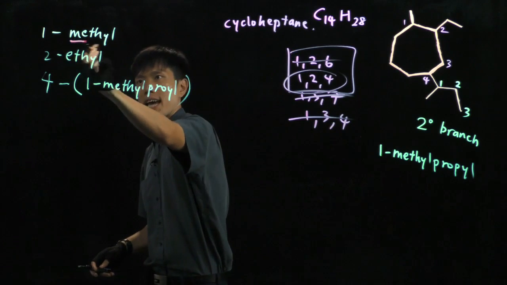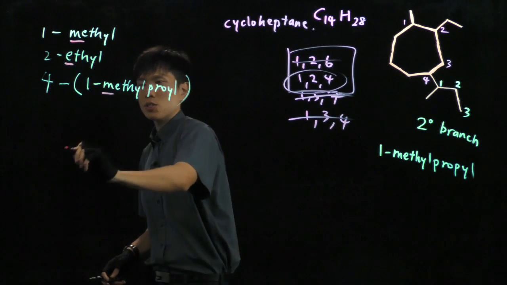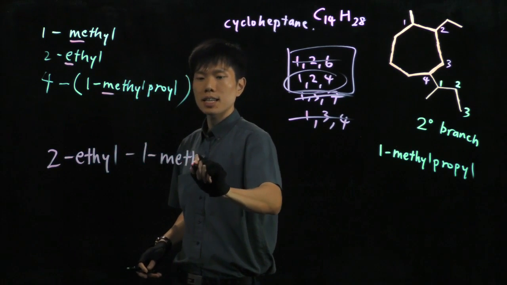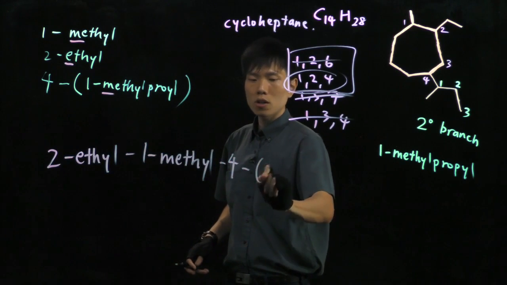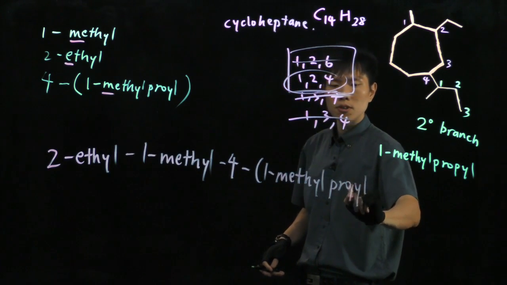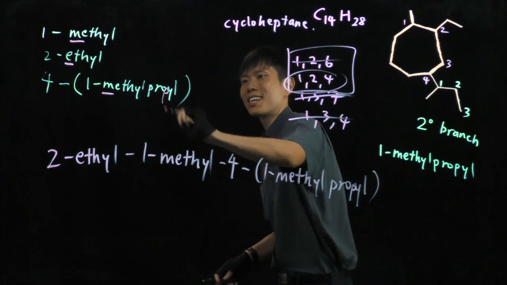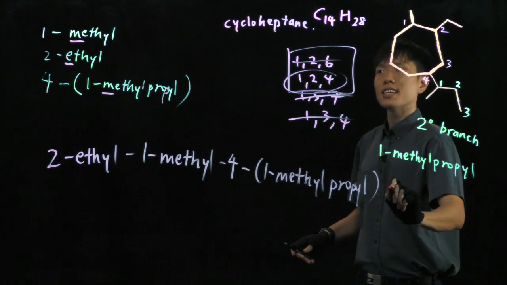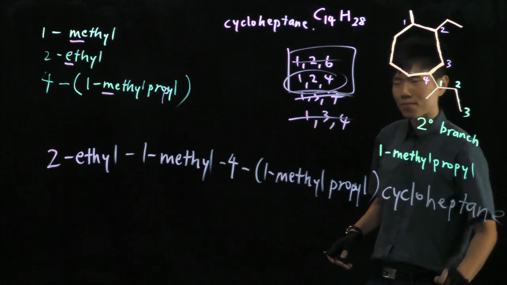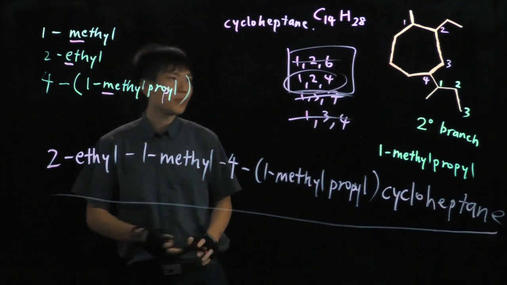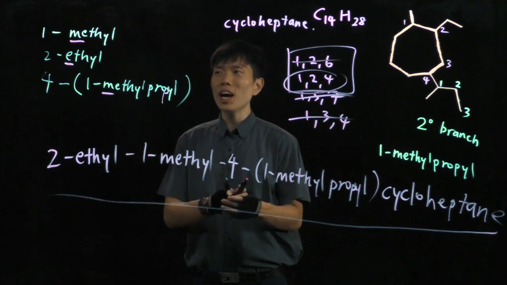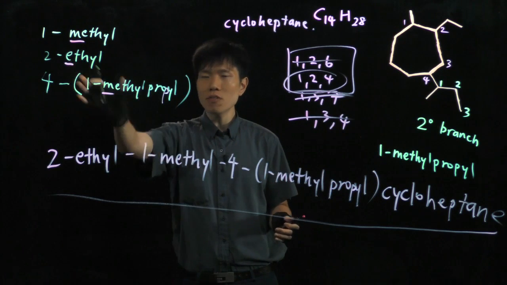Here we go. Compare M against E against M. So 2-ethyl, 1-methyl, 4-(1-methylpropyl) cycloheptane. So this is the full name for the molecule over here. I hope you can revise and practice and try to understand why the numbering is as such and the order of the different substituents.